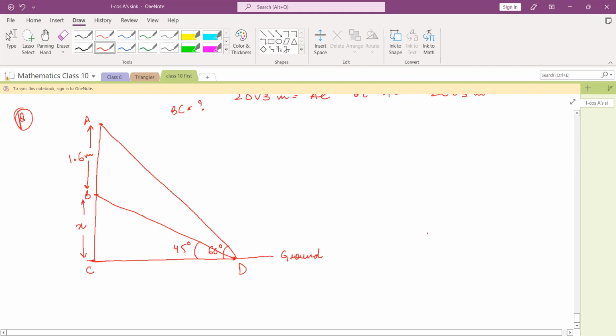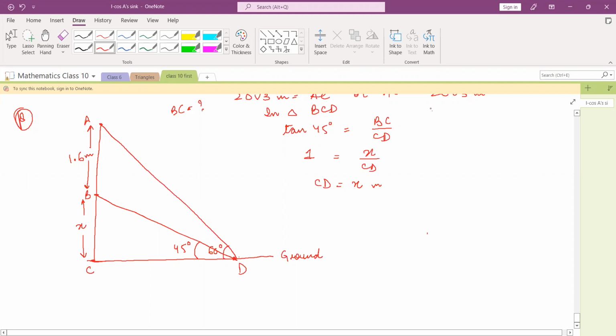Let's see what happens. If I take triangle BCD and I want to use tan, then tan 45 will be perpendicular upon base. That means BC upon CD. Now tan 45 is 1, equal to BC, which is x, over CD. So cross multiply, CD is equal to x, in meters obviously. I'm getting my CD in terms of x meters. Leave it here. Now come to the bigger triangle.